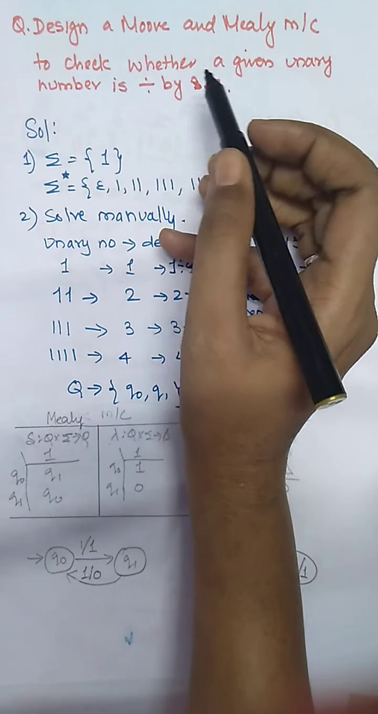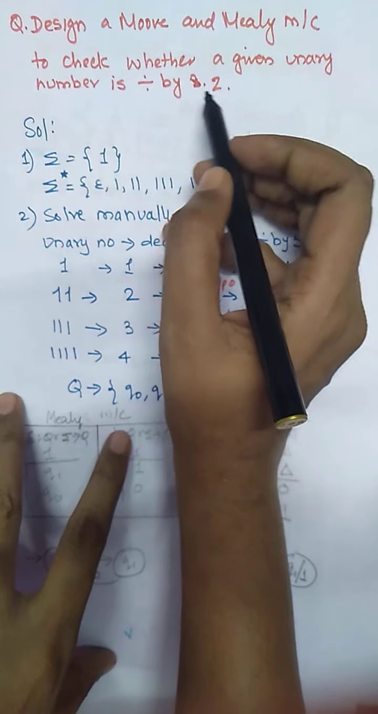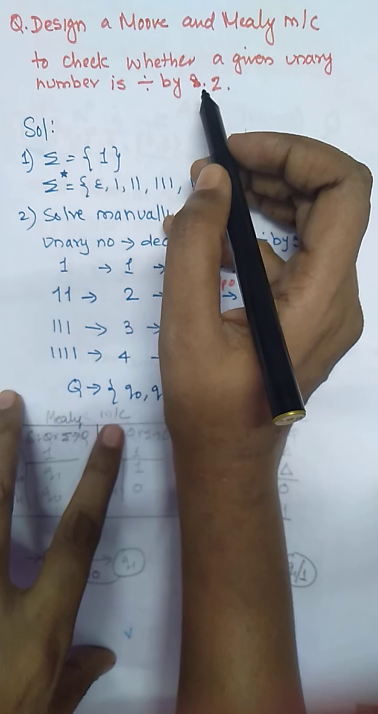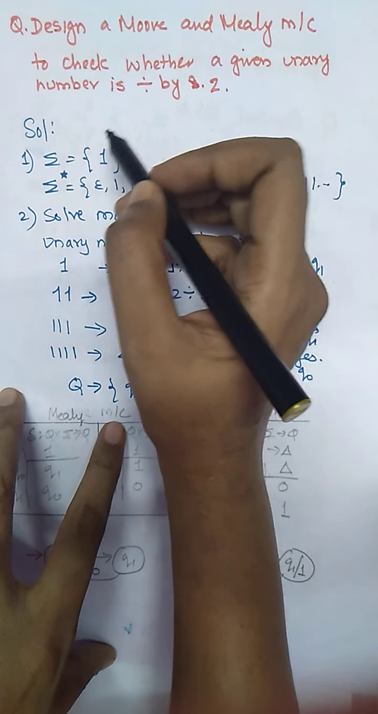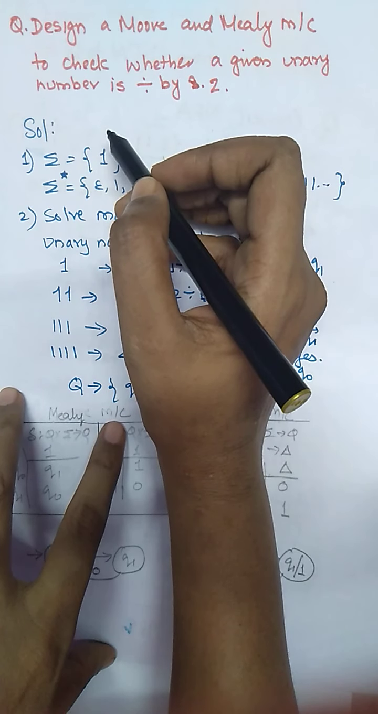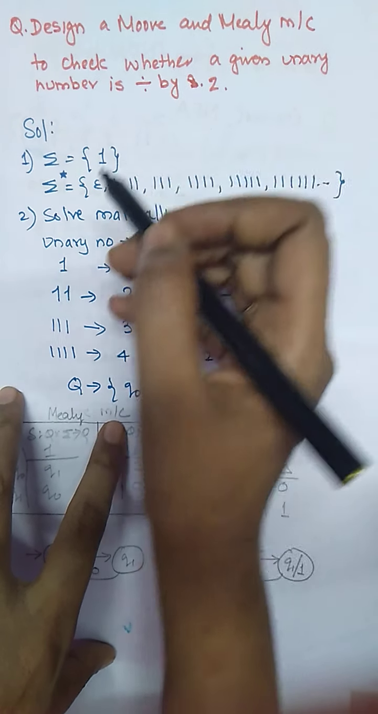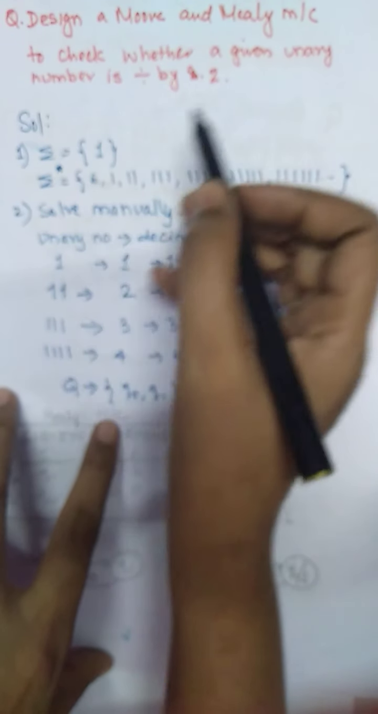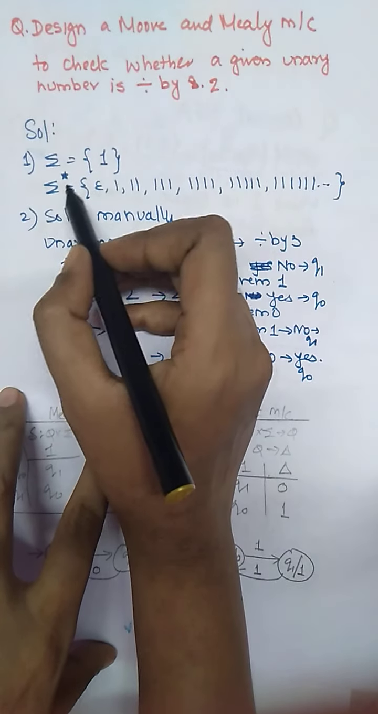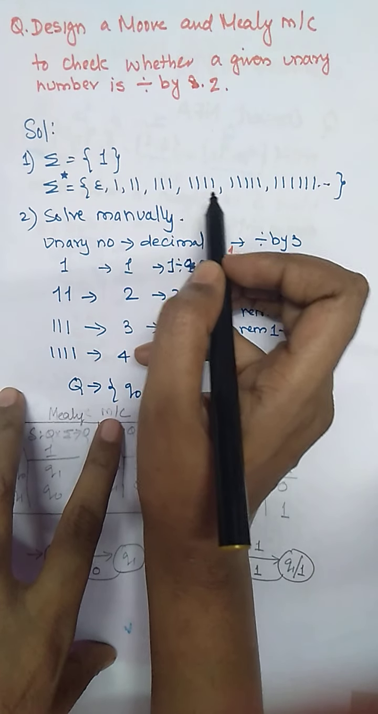We are going to design a Moore and Mealy machine to check whether the given unary number is divisible by 2. So in the question we have to find out what sigma is, because for Moore and Mealy machines we have to find the tuples, in which states and sigma are the basic necessary things. So sigma is the unary number, that is 1. The sigma closure will be epsilon, 1, double 1, triple 1, four 1s and so on.